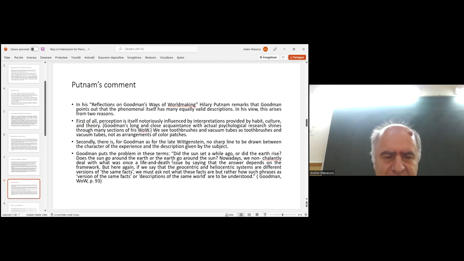Secondly, there is, for Goodman, as for the late Wittgenstein, no sharp line to be drawn between the character of the experience and the description given by the subject. And Goodman offers such a kind of description. It is very famous. It's about the heliocentric perspective and the opposite one: if the sun goes around the earth or the earth goes around the sun. This is the question starting from our perceptions and the way in which we understand them.